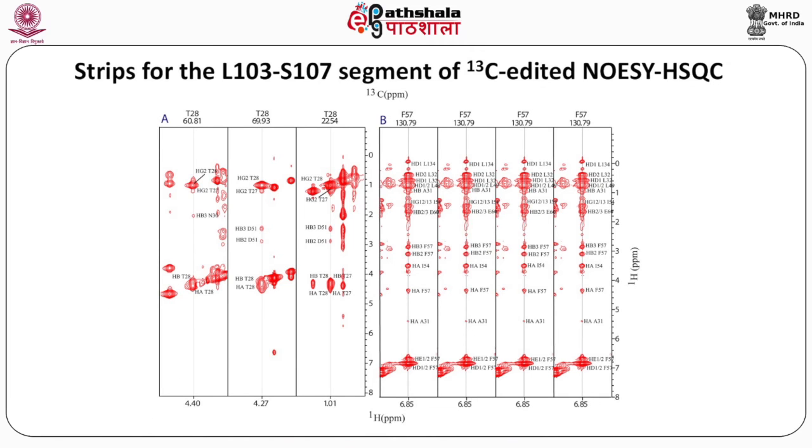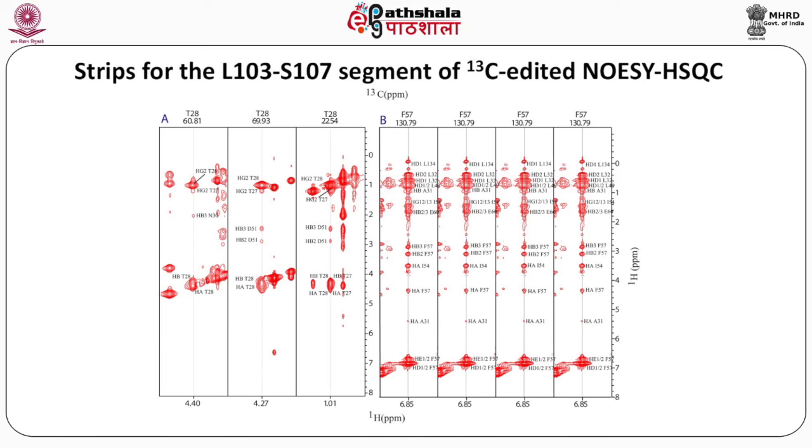So, here in this figure, we see the strips from the 3D C13 edited NOESY HSQC. On the left, you see from the aliphatic region, and on the right, you see from the aromatic region. That is why the proton chemical shifts on the left are less than 4.5 ppm and they are more than 4.5 ppm for the strips shown on the right. The residue on the right is phenylalanine 57, whereas the residue shown on the left for aliphatic strips is threonine 28.